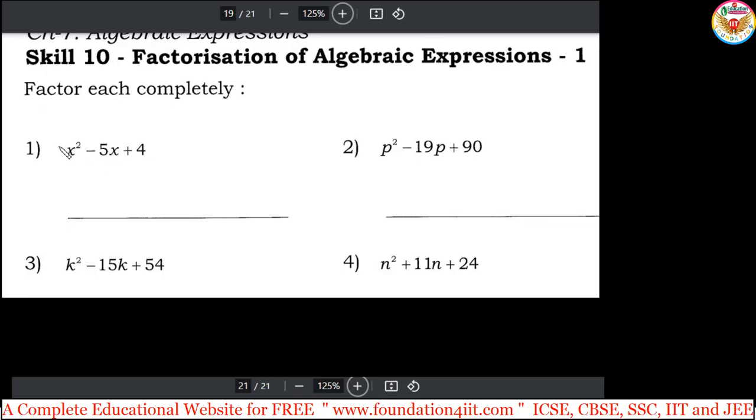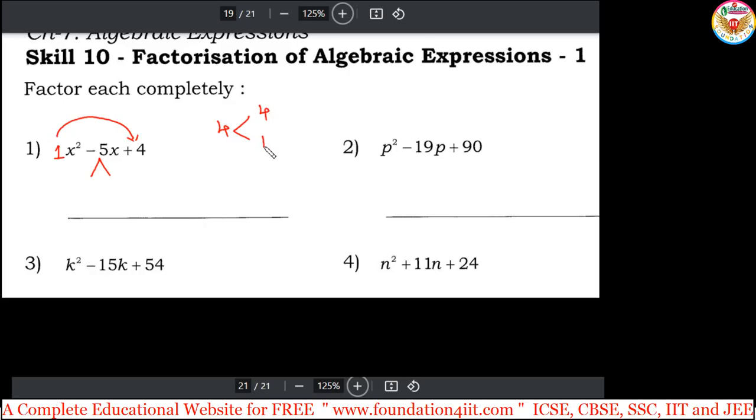The x square coefficient is 1, there's no other number. The x square coefficient and the constant, if you multiply, we are getting 4. You should write the product of two numbers. Those two numbers, if you multiply, I should get 4. But the same two numbers, when I do addition, I should get the middle coefficient, minus 5.